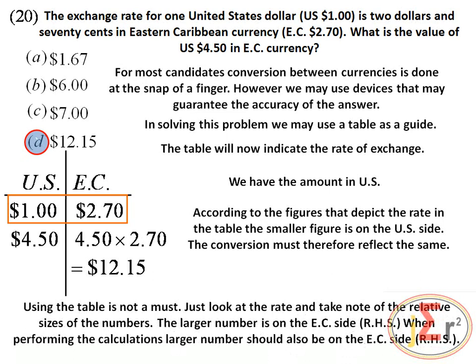Using the table is not a must. Just look at the rate and take note of the relative sizes of the numbers. The larger number is on the EC side, which is the right hand side in this particular case. When performing the calculations, the larger number should also be on the EC side, which is the right hand side.